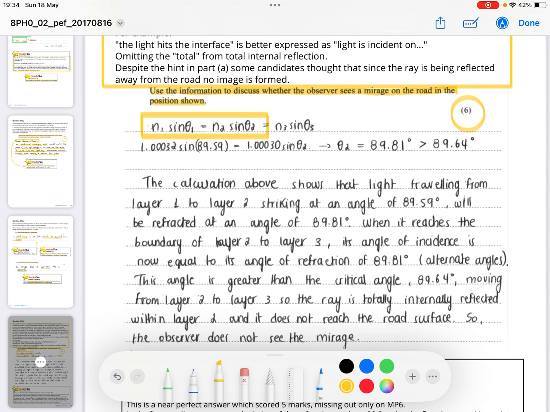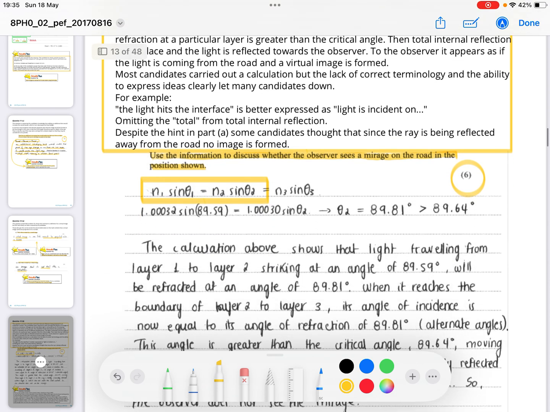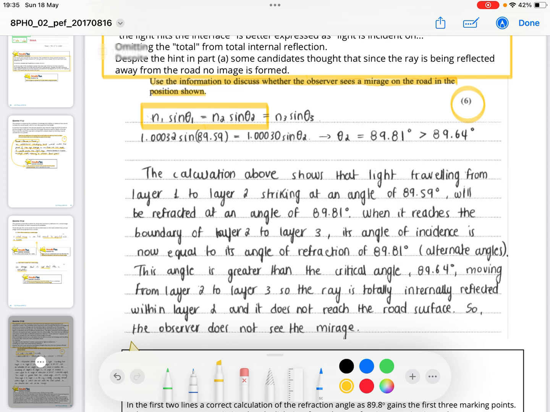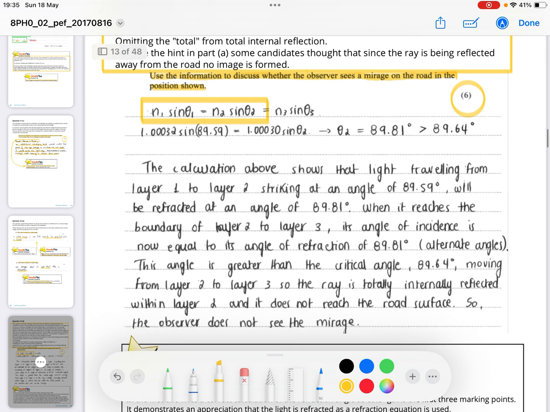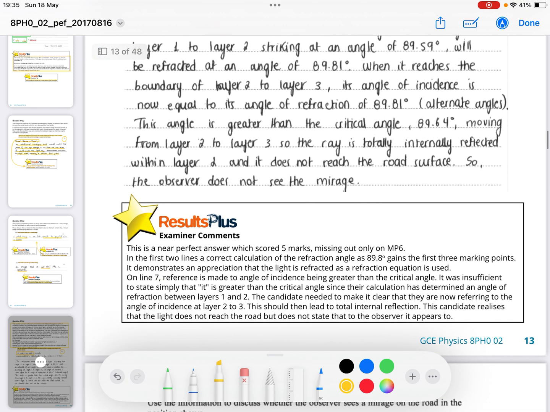So what you've got to do, if I remember correctly, is, which question are we looking at? 12. So for this question, you want to make the following points: that light will be refracted at the first boundary. So it's basically 3 layers of air. Do look at it, and you will see. This student has written a near perfect answer, not a perfect answer. So he got 5 out of 6, missing out on a marking point, number 6.